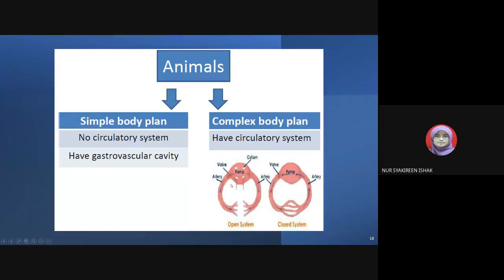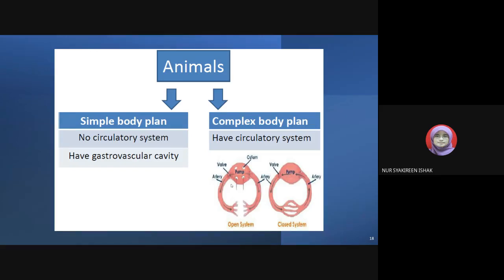Okay, so chapter 6, today's lecture, we are going to look at the different types of circulatory system. We are going to look at animals that have simple body plans, so they have no circulatory system, so they will depend on the gastrovascular cavity to distribute respiratory gas and also nutrients throughout the body.